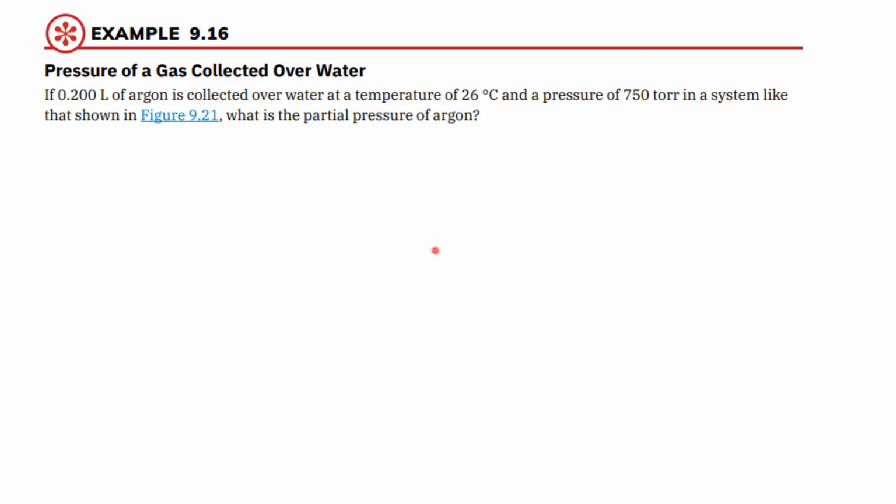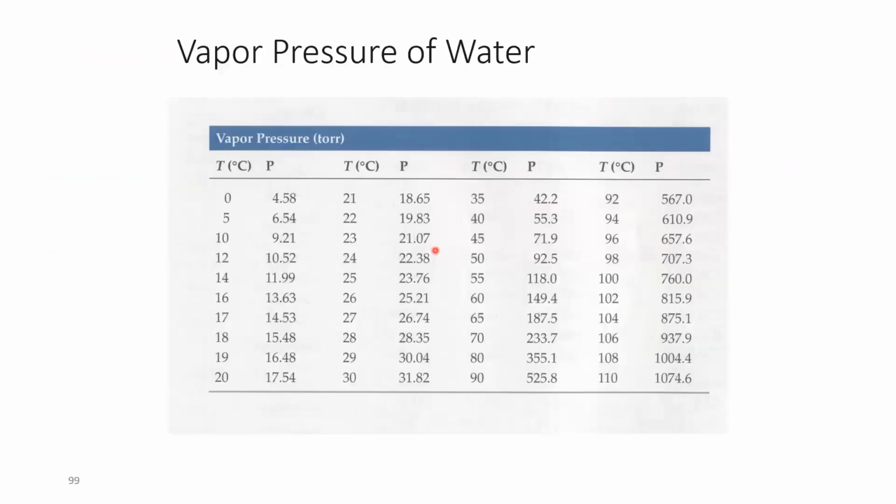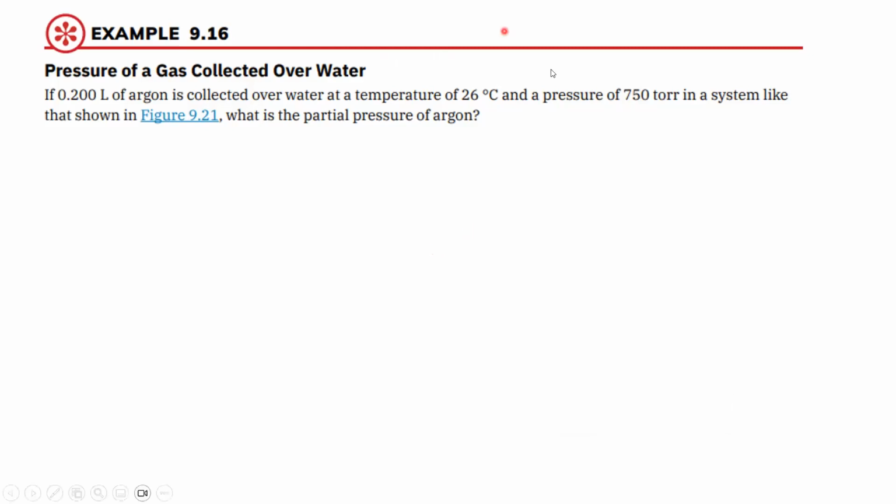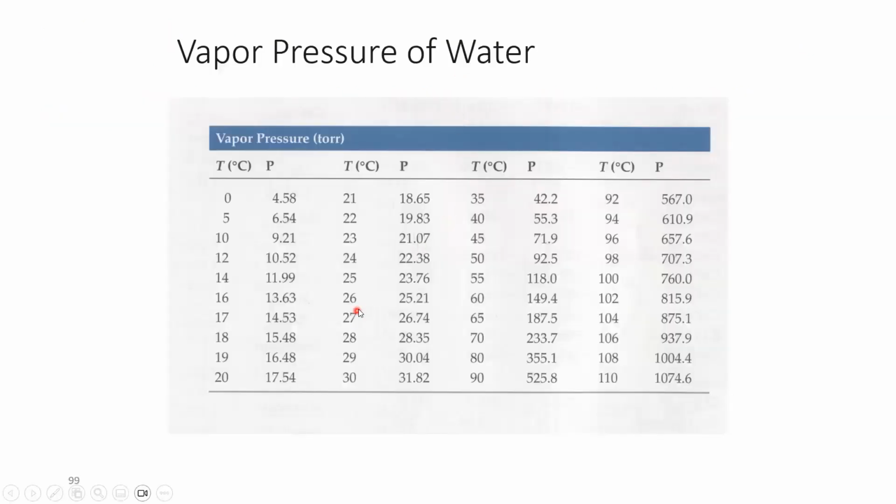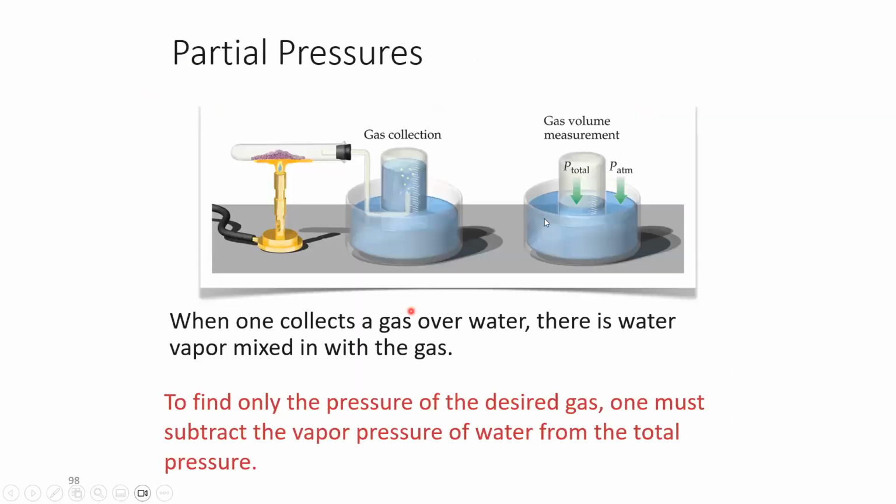Also, we don't know, at least right away, what pressure of that 750 is coming just from the argon. So what we could do is go back to a table like this. 26 degrees Celsius is going to have a vapor pressure of 25.21. If we're thinking about an image like this, the atmospheric pressure in this case is 750 torr, a little bit less than 1 atmosphere, but pretty close.